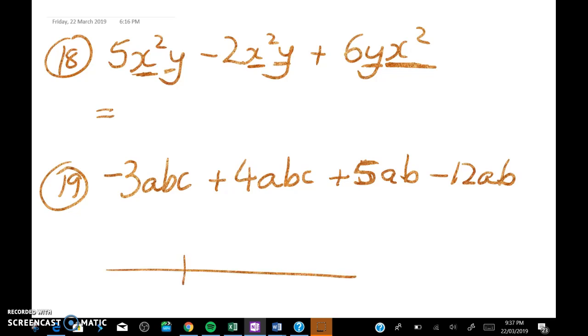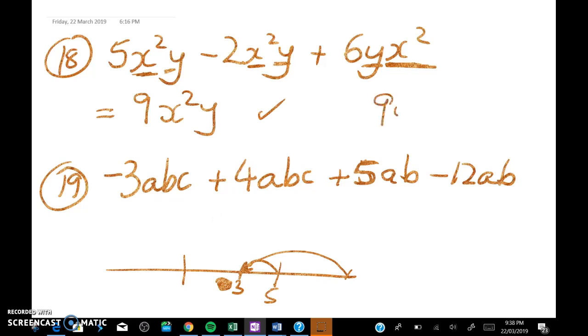Well, here's my number line. I start with 5. I take 2 away. That gets me to 3, and then I add on 6. So this gives me 9x squared y. Or, if I wanted to, I could write that as 9y x squared.